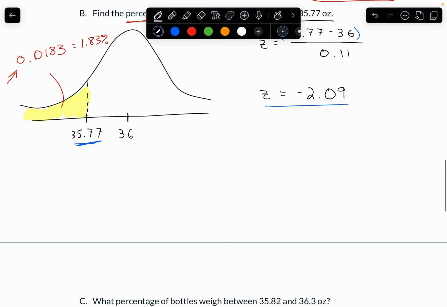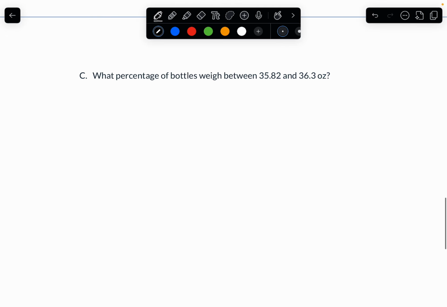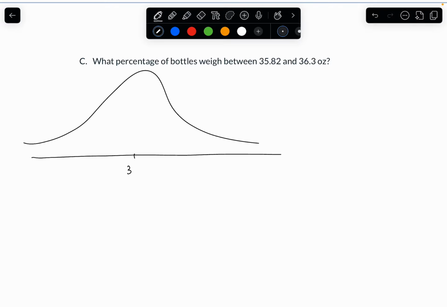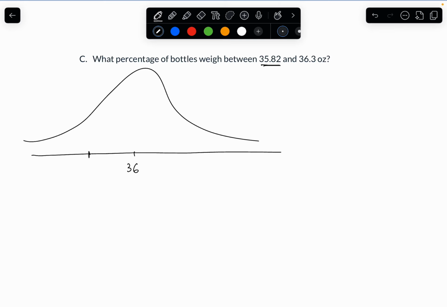Let's take a look at one last example here. Part C says, what percentage of bottles weigh between 35.82 and 36.3 ounces? So again, we have this area between two different numbers, just like we had in our last video. So again, let's take a moment just to go ahead and draw out what this looks like. My mean is right in the middle, it is 36. We have the first number, 35.82, which is a little less than 36. So that will live somewhere over here on the left, 35.82. And then 36.3, that's a little bit greater than the mean. Perhaps that lives somewhere over here.